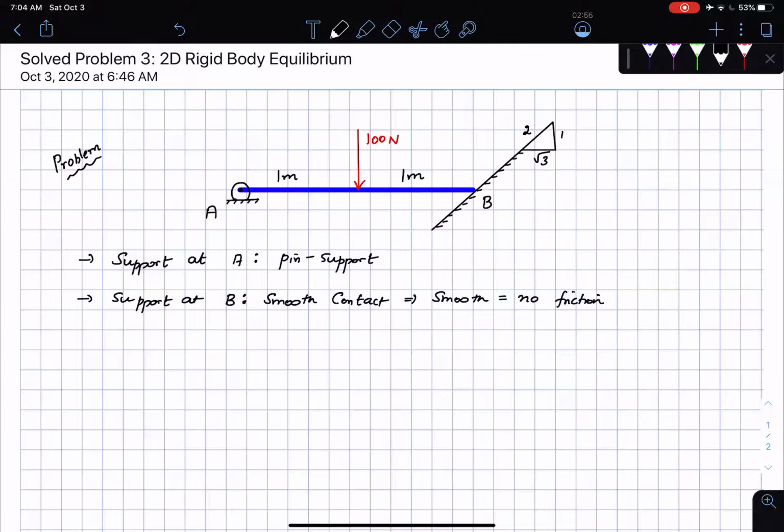And so what are we supposed to do? We are supposed to find all the support reactions at A and B. Okay, so obtain all the support reactions at A and B. Okay, so this is the problem.